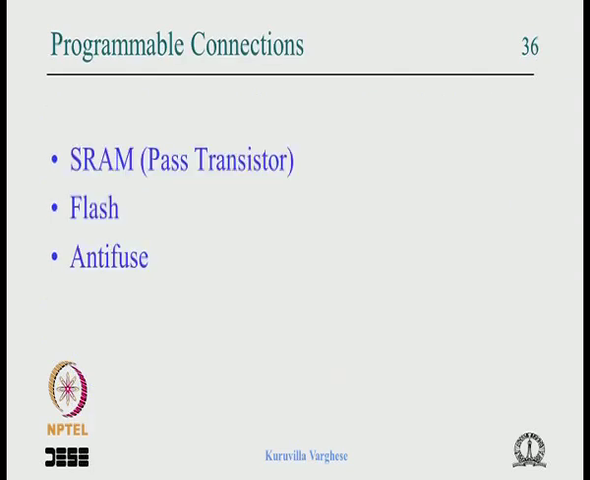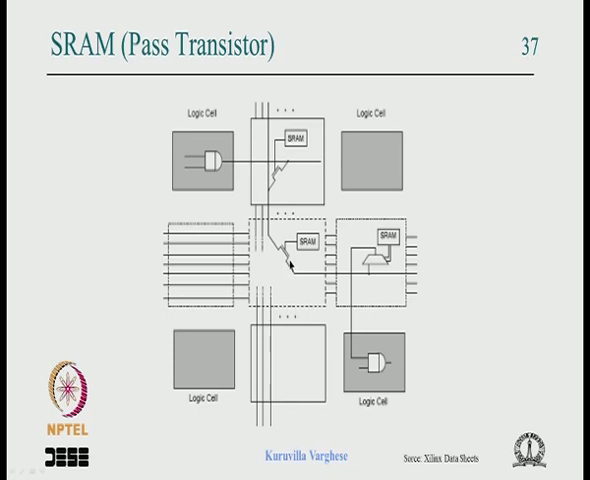So let us look at this particular programmable connection which is available in static RAM based FPGA. As I said, this SRAM is a bit of an unfortunate name. The interconnection technology used is a pass transistor, and we will see why it is called SRAM. Some FPGAs use flash transistor, we have seen that in the case of CPLD, and some use a technology called anti-fuse, which is the opposite of that of a fuse. So let us look at the static RAM.